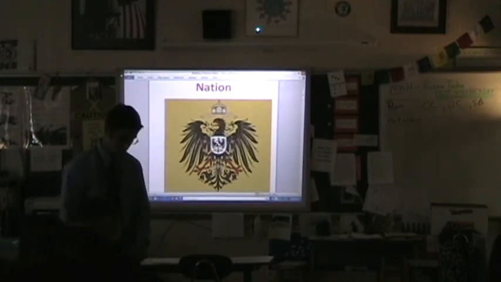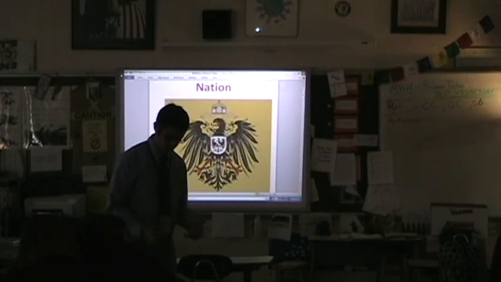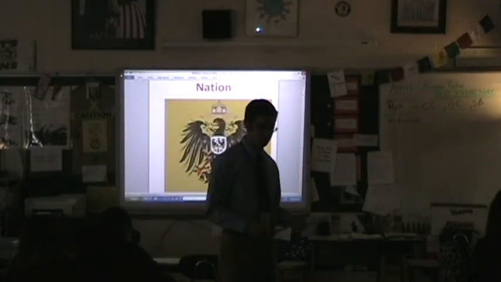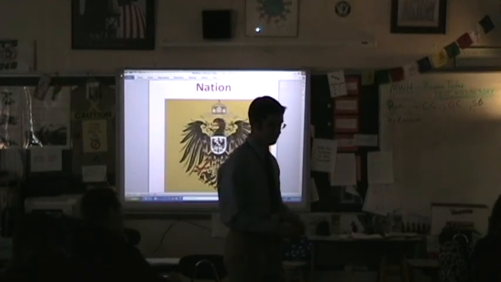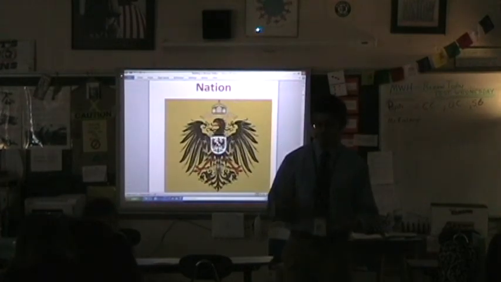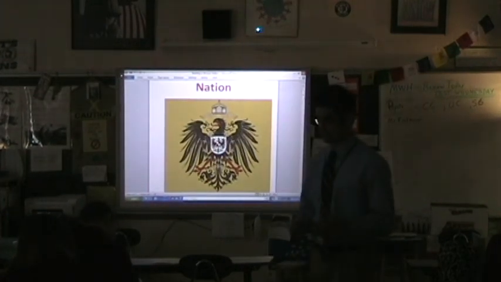Industrial workers. That's because of the large population. Germany also experiences a population boom at this time. Families were doing well. They could afford to have more children. So you start seeing more and more German families having more children. Germany becomes an incredibly populous nation, especially for Europe.